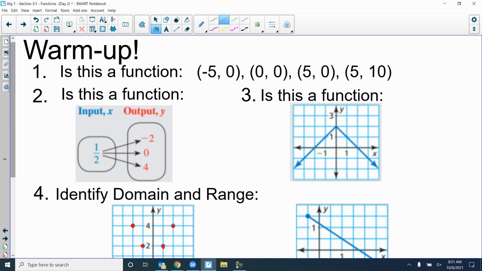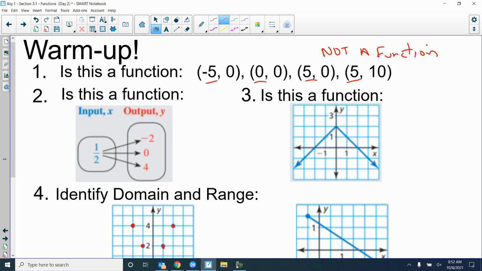No. Okay. -5, 0, 5, 5. Do they have different outputs? 5's repeated. This is not a function. Not a function. You guys see that? Right there, boom, not a function.